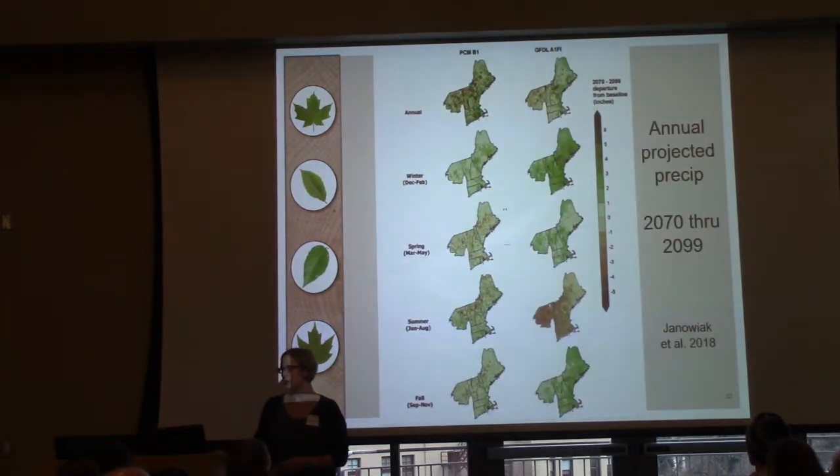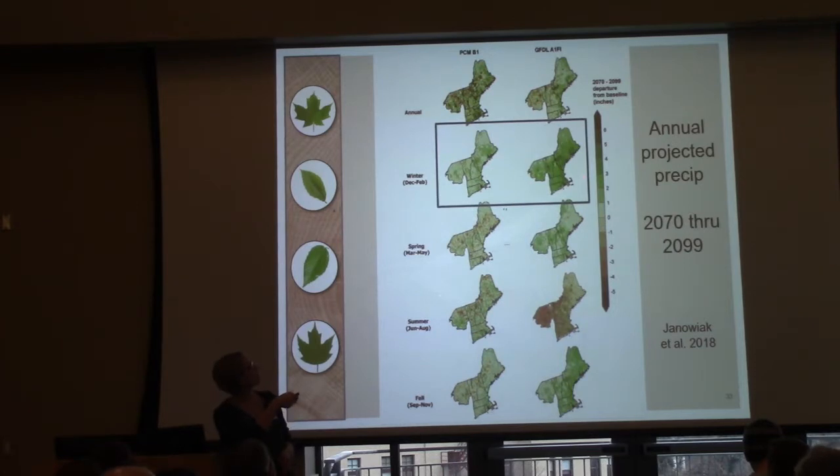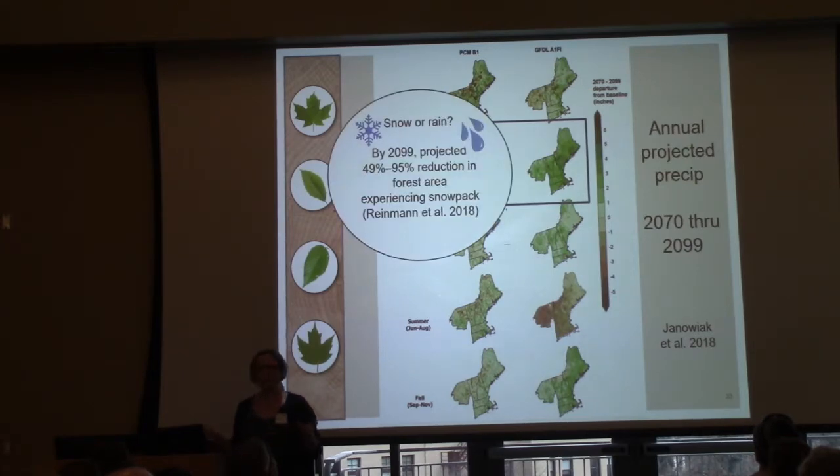And if we think about moving forward, projected precipitation in this region at the end of the century, if we look at winter, these are for the two emission scenarios, lower and higher emission scenarios. So we see that there's a greater increase of precipitation in winter than the other months, except whether this is snow or rain will be very important.